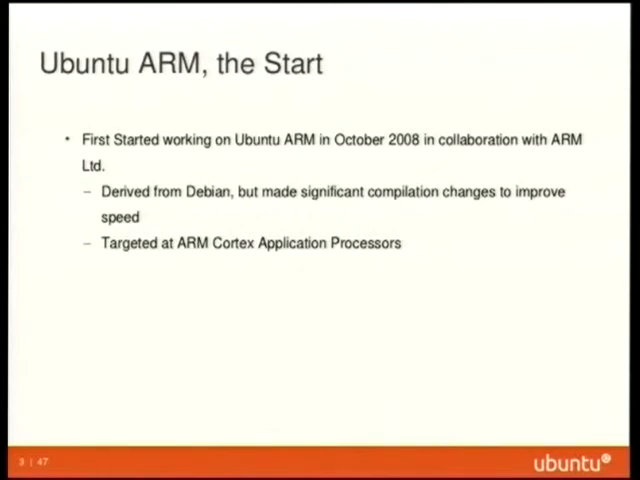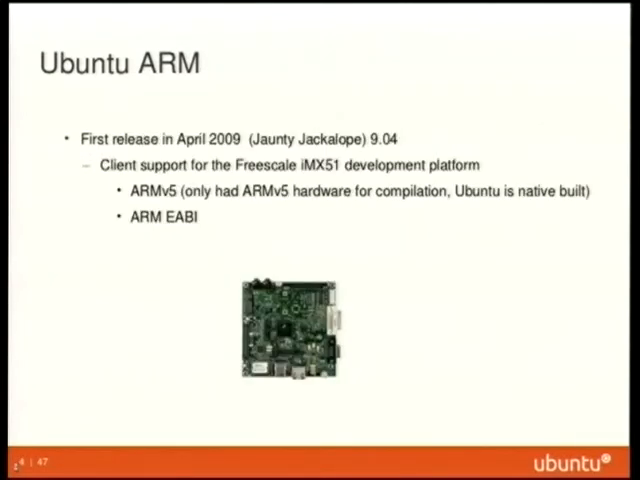We started in 2008. We collaborated with ARM directly. Ubuntu is derived from Debian, but we chose not to go the Debian route in terms of Debian's compiled for ARM v4, which is a pretty old architecture, and we went for ARM v7, so we picked up a lot of different instructions, much faster compilation, much faster running chips. And we targeted the ARM Cortex application processors, that's ARM v7, instead of ARM v4, so it made a big difference in terms of what the chips are capable of.